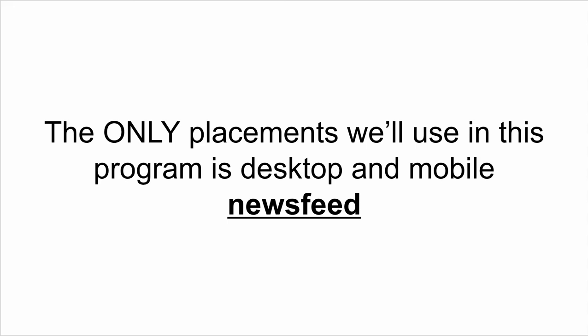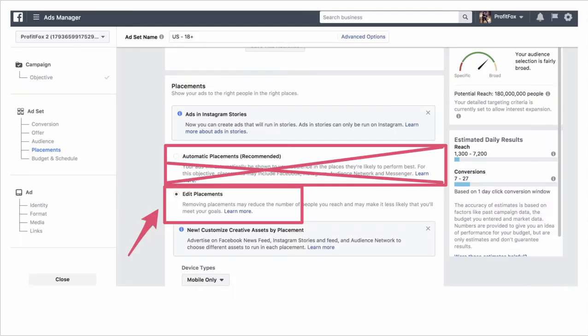Now, the only placements that we're going to use in this program are desktop and mobile news feed. Like I mentioned, you can place advertisements on Instagram. You can do it in the right sidebar. You can do it in the audience network. We are only going to use the news feed because that is the highest quality traffic.